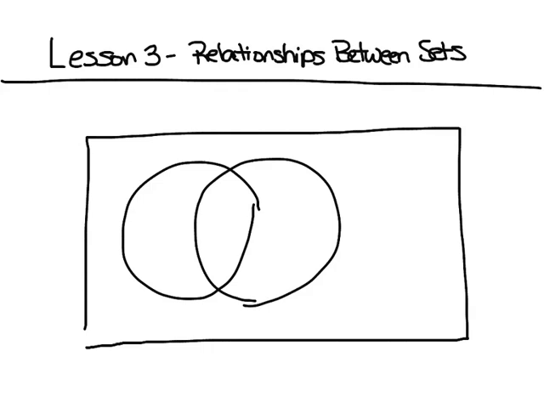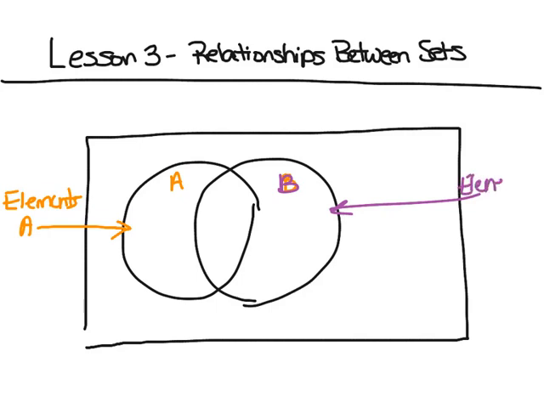Lesson 3, relationships between sets. So we can often use Venn diagrams to explain our relationships between sets. If we imagine that this is set A and this is set B, everything in this circle would be the elements from set A. And everything from this circle is the elements from set B.